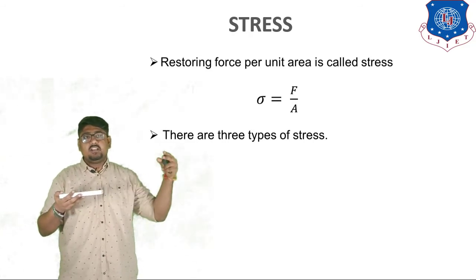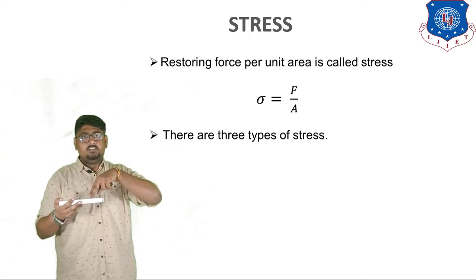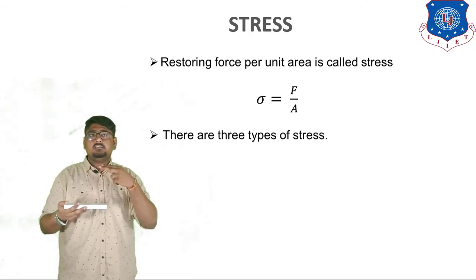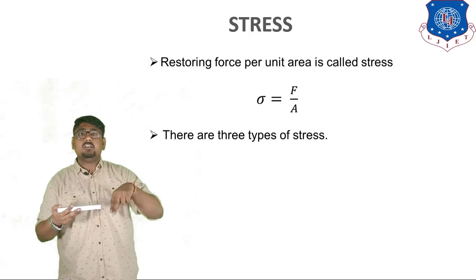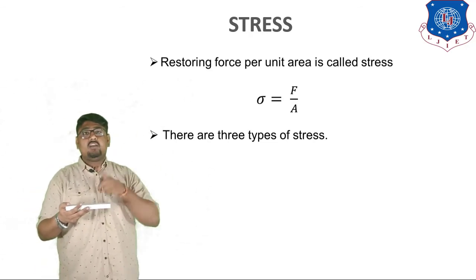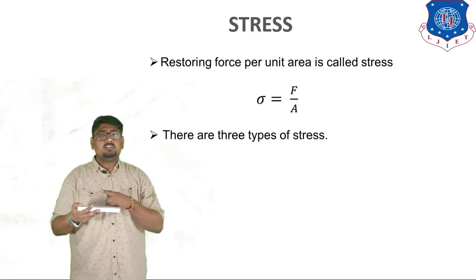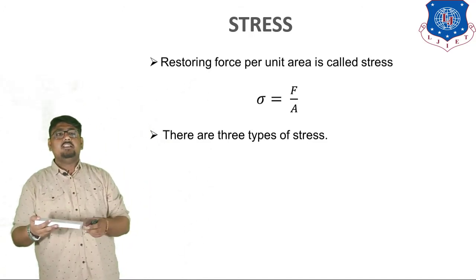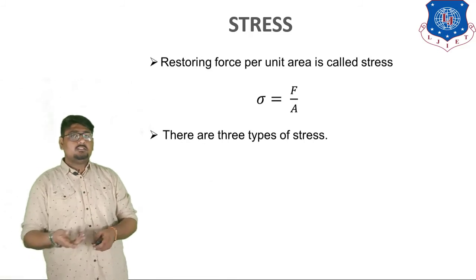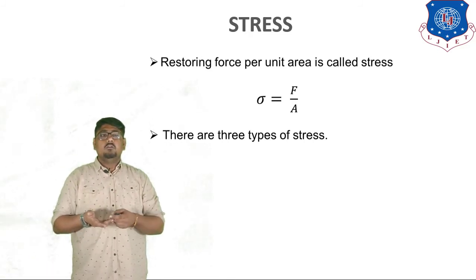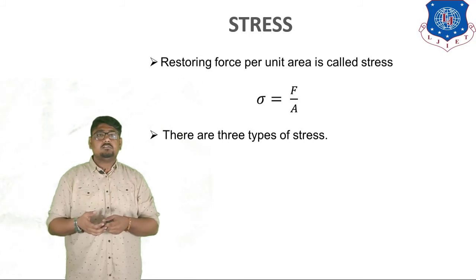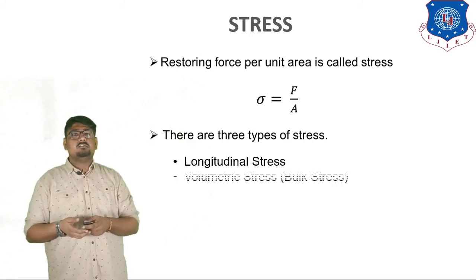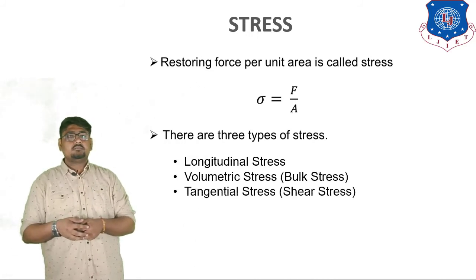What is pressure? Pressure is the external force which I have applied on the body per unit area. And what is stress? Stress is the restoring force generated due to the application of external forces. That restoring force per unit area is termed as stress. There are various types of stresses. First is the longitudinal stress, then volumetric stress, which is also known as bulk stress, and the tangential stress, which is also known as shear stress.